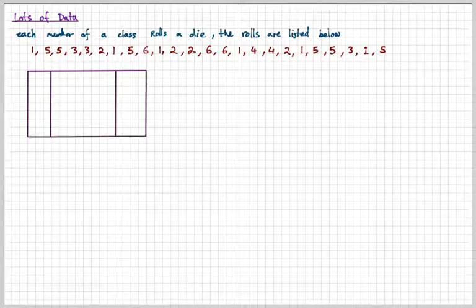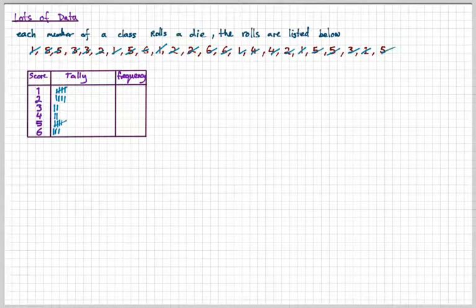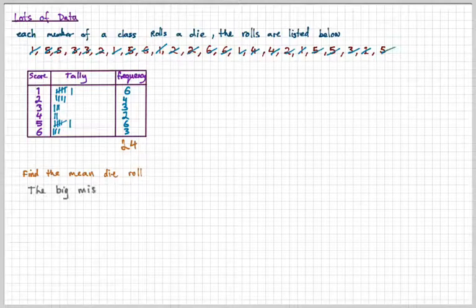What if we put these into a table? Okay, so we could tally these off using a simple tally system. And then to find the frequencies, you just work out what the tallies are. Okay, check that it adds up to 24. So the question is, find the mean of the die roll. So what was the average score of the class?